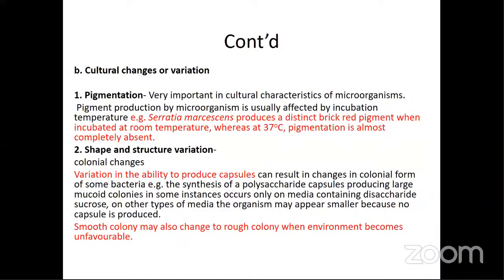due to several reasons. For example, temperature. Temperature does change the pigmentation of some organisms. I gave you an example of Serratia marcescens that usually will produce a distinct brick red pigment when incubated at room temperature. But if you place that same organism in the incubator and you increase the temperature to 37 degrees centigrade, then it will lose its pigmentation. You will no longer see that dark brick red coloration.